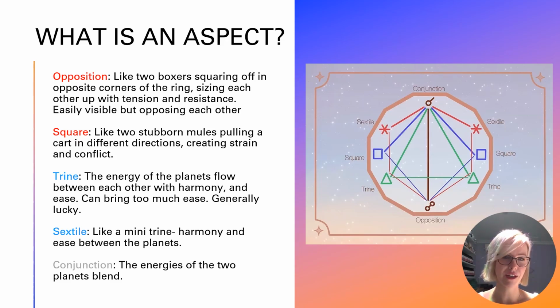A sextile, which is like a mini trine because it's 60 degrees, not 120. Harmony and ease between the planets. It's not as intensely good, it's still good, but the trine is really lucky. A sextile is just quite harmonious. And a conjunction, so when two planets are put together on top of each other or are a couple of degrees away from each other, the energies of the two planets blend. So, as I've said in every lecture, I'm throwing a lot at you. We're bringing in lots and lots of layers, and it's at the end when we start reading charts that this will all start to make a bit more sense.